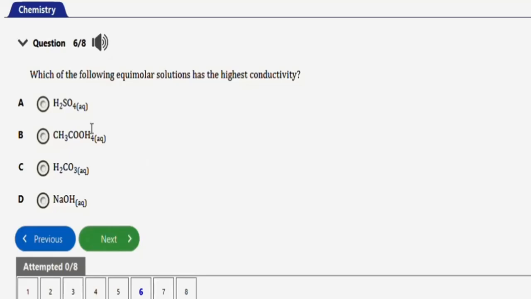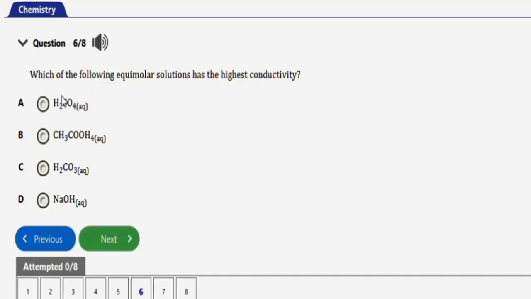The reason is that out of these compounds, option A has the highest conductivity. Tetraoxosulfate(VI) acid is the strongest acid here, so it will have the highest conductivity.